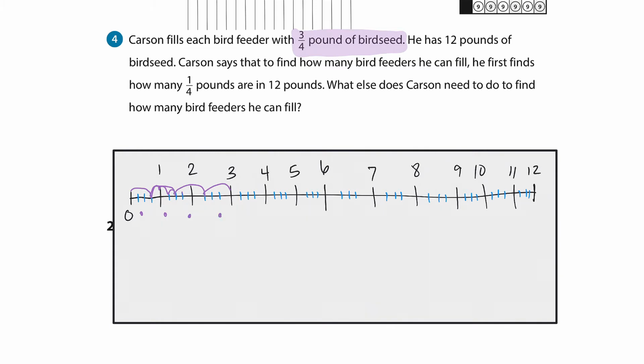So the next step that we're doing here is in the purple. We are going to divide our fourths into thirds to figure out how many of those he can actually get. Okay, so we're not looking to find an answer. We're looking to show how you would get to the answer. Okay.